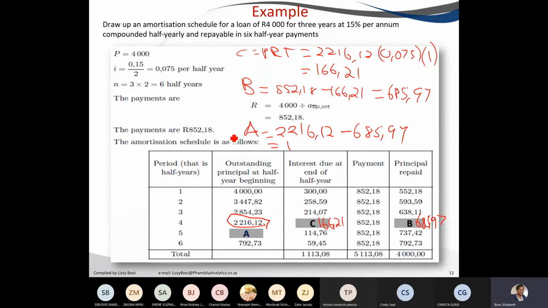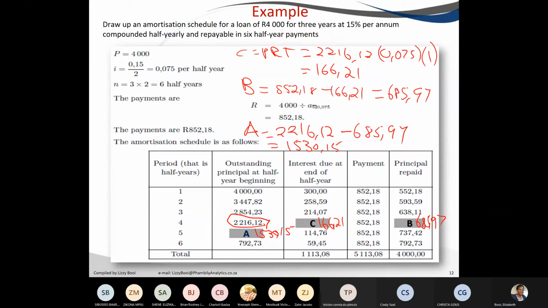And this 1530.15 will be the closing balance after payment number 4. That is the closing balance after payment number 4. And that is one way of completing the amortization schedule. But it's not only those questions that they might ask you.